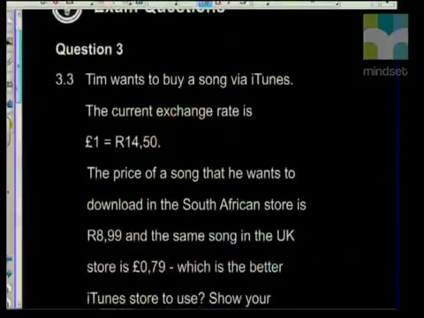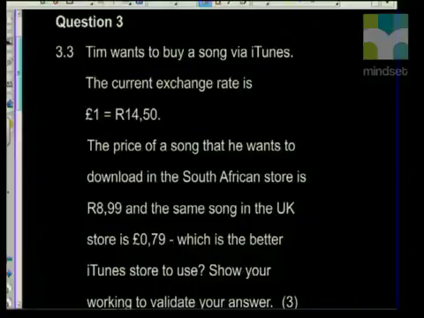In order to compare anything, it is always best to be able to compare that they actually are in the same units. So we've got a choice here. We can either convert from pounds to rands or from rands to pounds. But whatever we do, we need to make sure that we're converting in the same direction. So let's read this question and see which is going to be the best option for this.